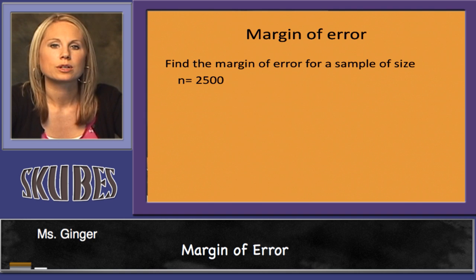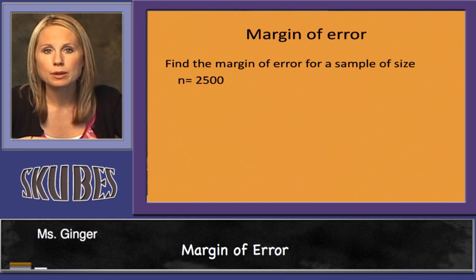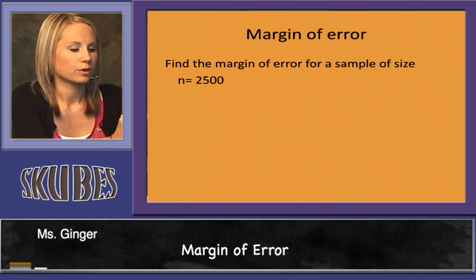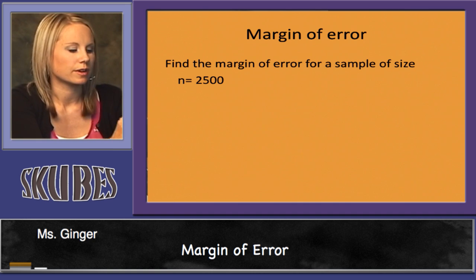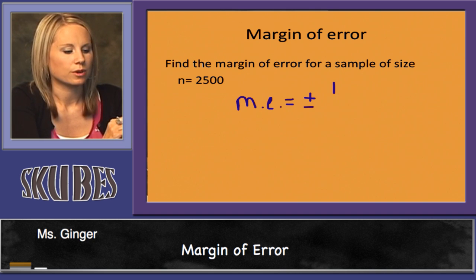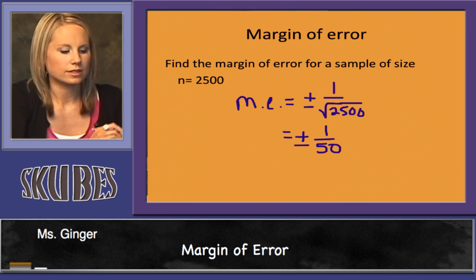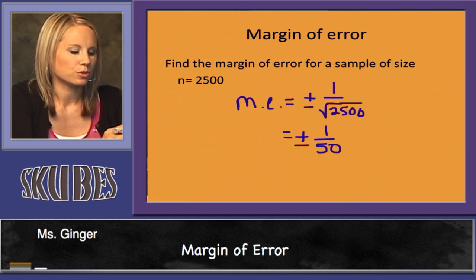So we're going to try this. We're going to pretend we did some data gathering on a sample size of 2,500 people, and we're going to see what the error may be on that survey. So margin of error is plus or minus 1 over the square root of our sample size, which is 2,500. That's going to give us plus or minus 1 over 50, and when I divide this out, it's going to give me 0.02.